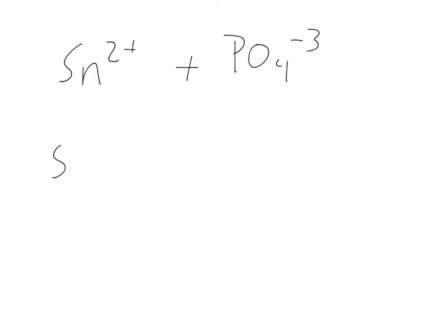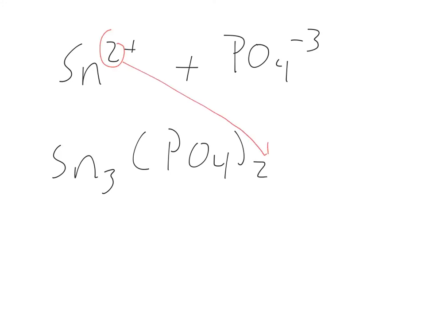And that would work for anything. Let's just say you have tin 2 plus and phosphate, PO4 minus 3. Then I get Sn3(PO4)2. And if you don't see where that's coming from, this 2 came down here. This 3, again ignoring the charge, came down here. So those pluses and minuses don't matter. And that ends up being pretty similar to what you've been doing.